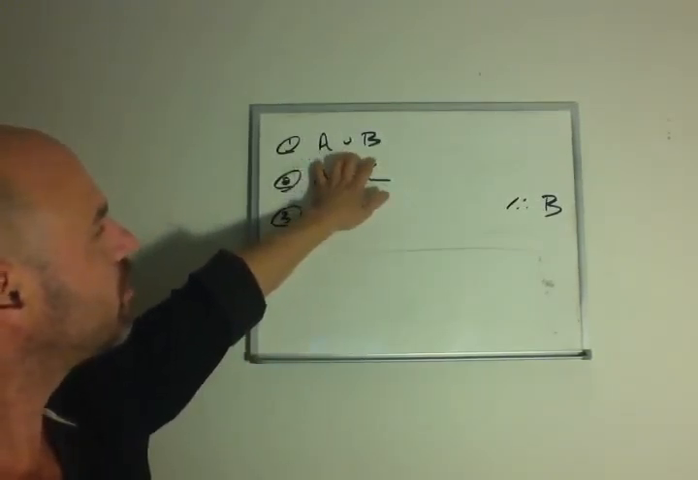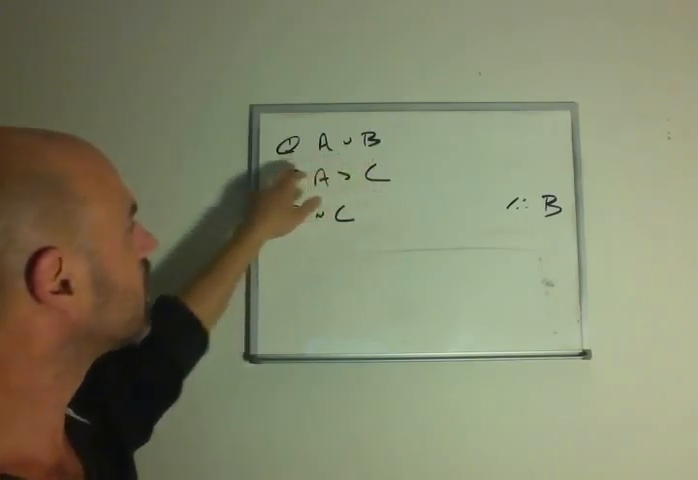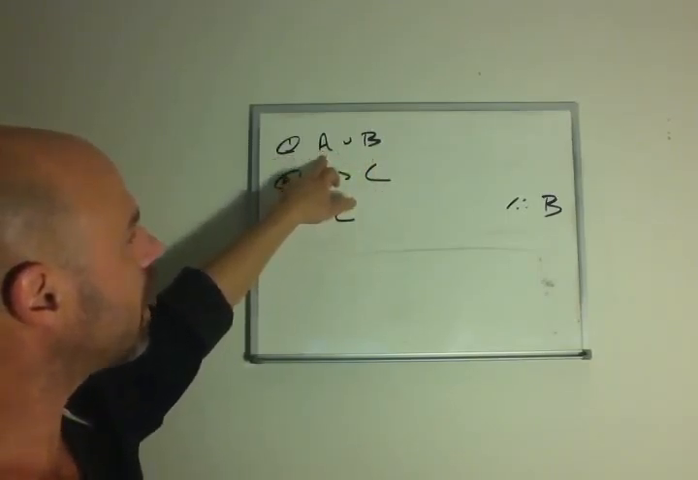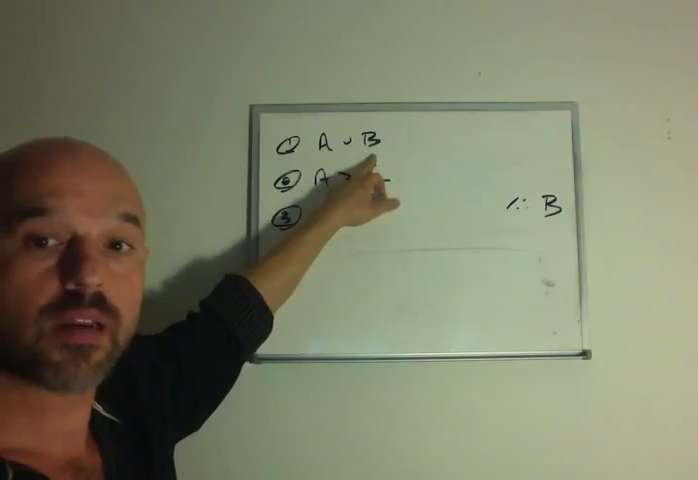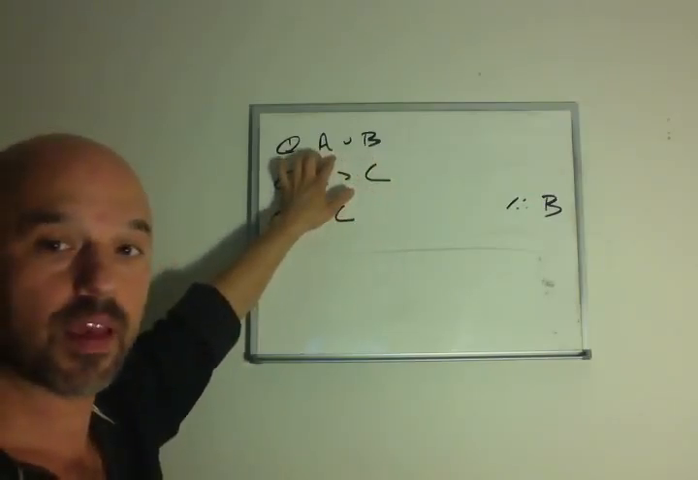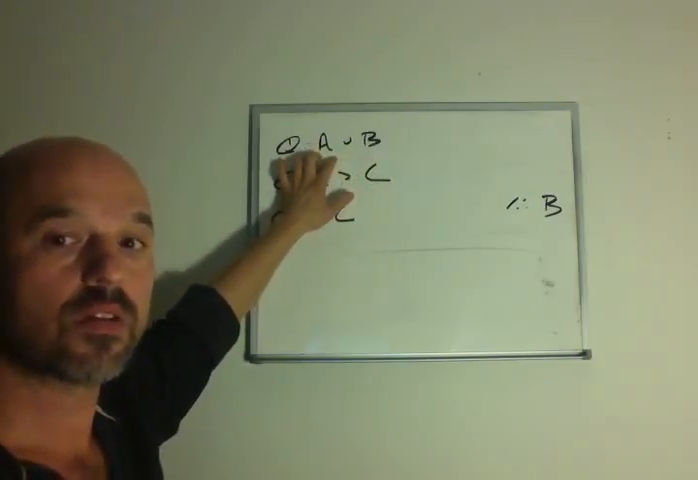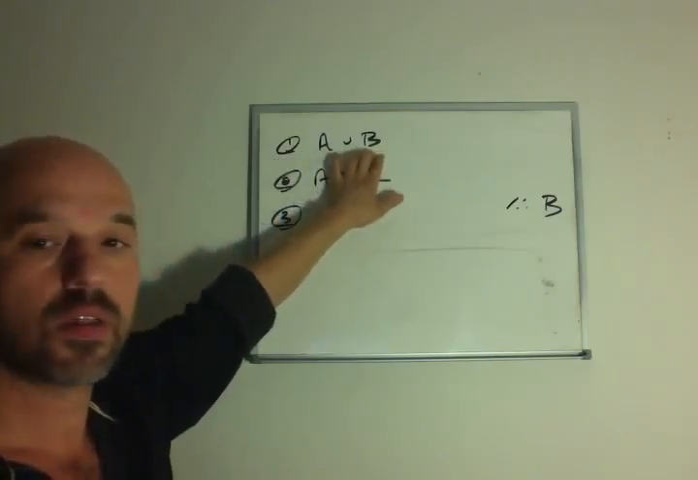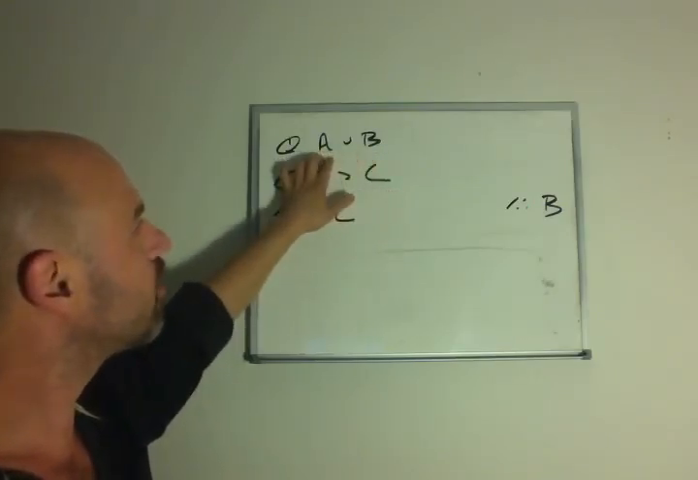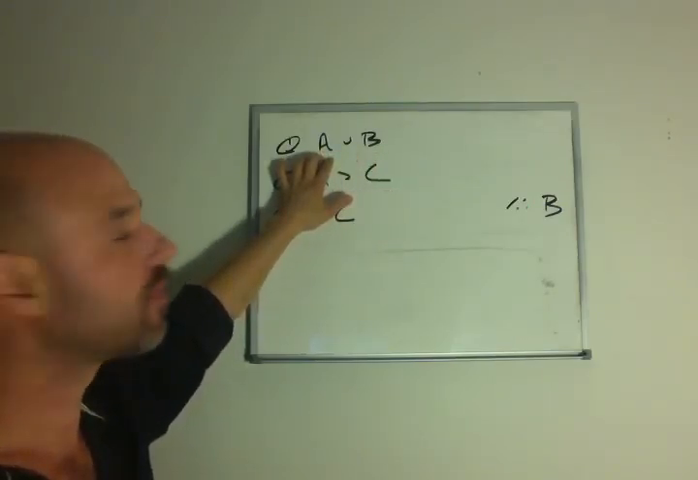Well, notice that B appears in line 1. Right? And line 1 tells us that either A or B is true. If we could establish that A was not the case, then we could use the disjunctive syllogism to conclude that B is the case. How could we possibly conclude, then, that A is not the case?